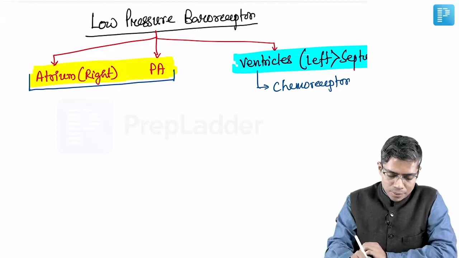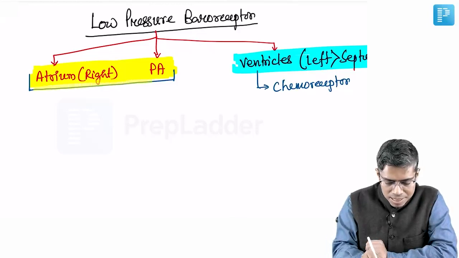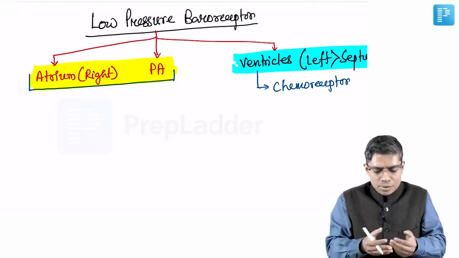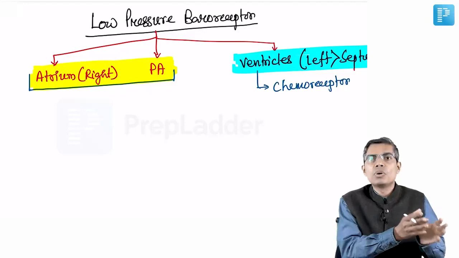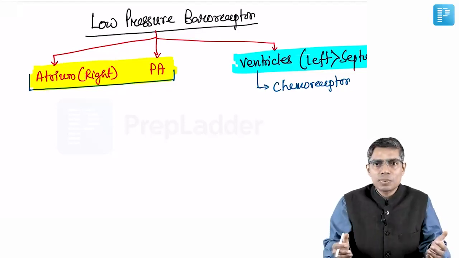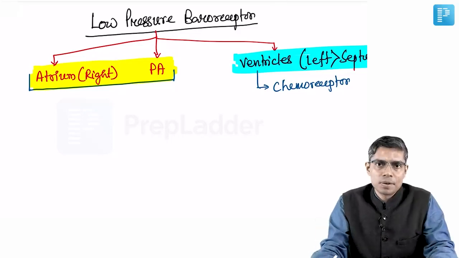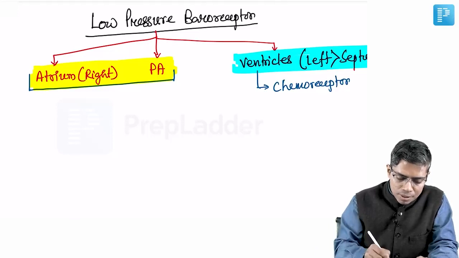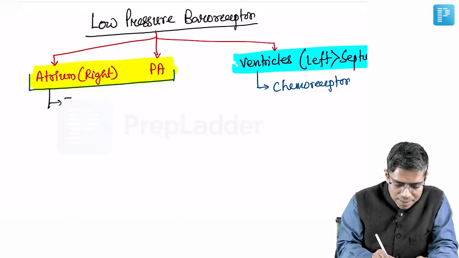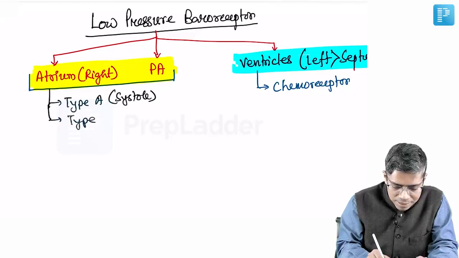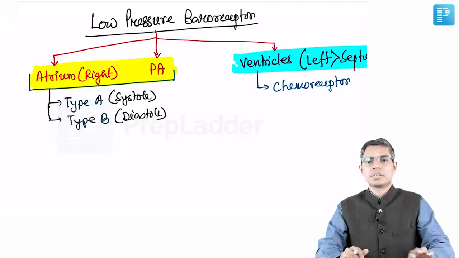So if I ask you that this receptor located at the level of right atrium, what is the pressure inside the right atrium? That is very high pressure or low pressure? Low pressure. That's why this baroreceptor is working at the level of low pressure zone. Similarly, at the level of pulmonary artery, low pressure zone. That's why this is specially known as low pressure baroreceptor. Okay. There are two types of low pressure baroreceptor. One receptor that is known as type A low pressure baroreceptor, that is activated during systole of the heart, and type B receptor which is activated during diastole of the heart.